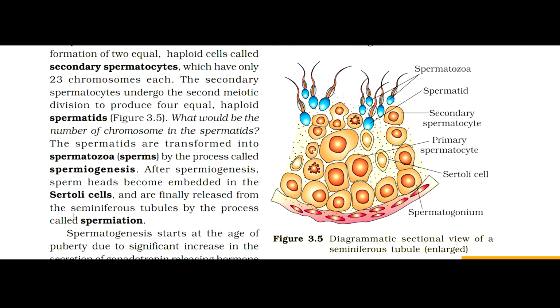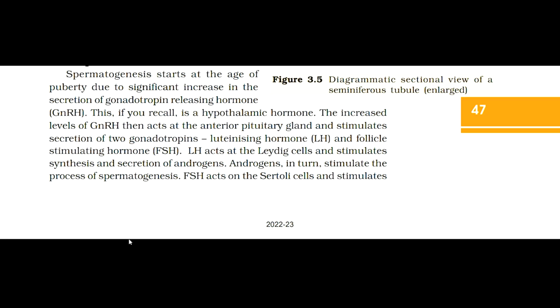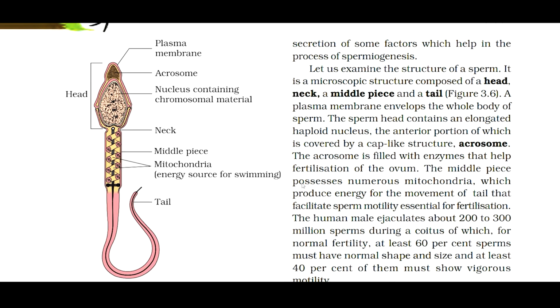Spermatogenesis starts at the age of puberty due to a significant increase in the secretion of gonadotropin releasing hormone, which is GnRH. This, if you recall, is a hypothalamic hormone. The increased level of GnRH then acts at the anterior pituitary gland and stimulates secretion of two gonadotropins, luteinizing hormone, which is LH, and follicle stimulating hormone, which is FSH. LH acts at the Leydig cells and stimulates synthesis and secretion of androgens. Androgens in turn stimulate the process of spermatogenesis. FSH acts on the Sertoli cells and stimulates secretion of some factors which help in the process of spermiogenesis.